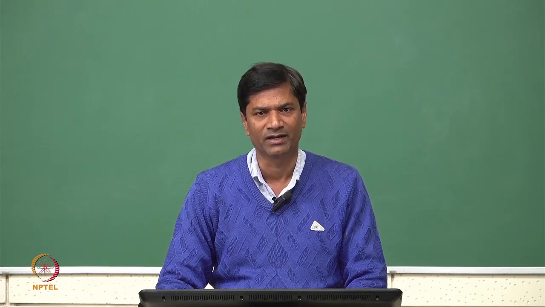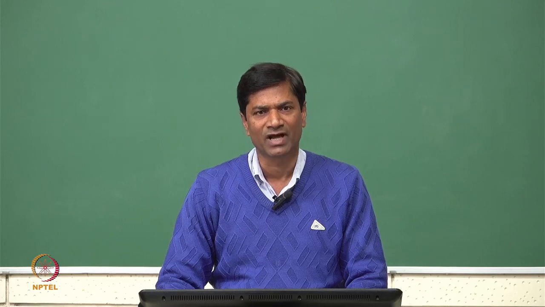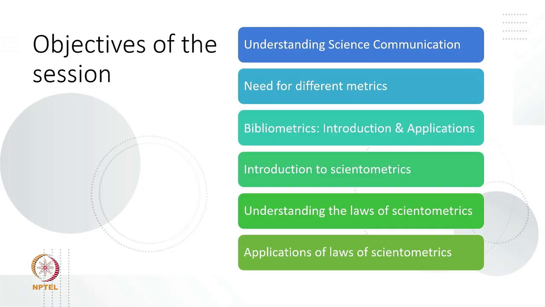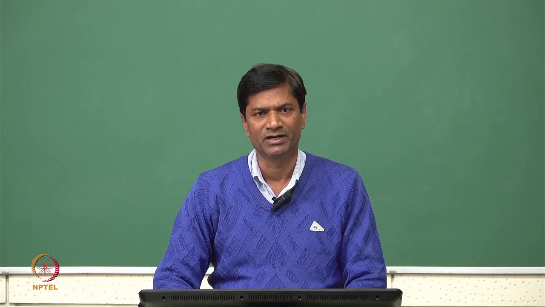Today, I am going to cover introduction and application of bibliometrics and laws of scientometrics in the mapping of science communication. The basic objective of this session is to understand science communication. We will be discussing what science communication is. Why do we need different metrics for measuring science communication? After that, we will be discussing bibliometrics, its introduction and applications. Then we will move to introduction to scientometrics, its applications, and we will be covering the different laws of scientometrics. We'll be discussing the different applications of scientometrics also.